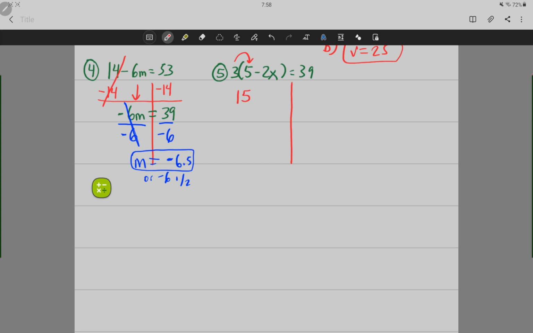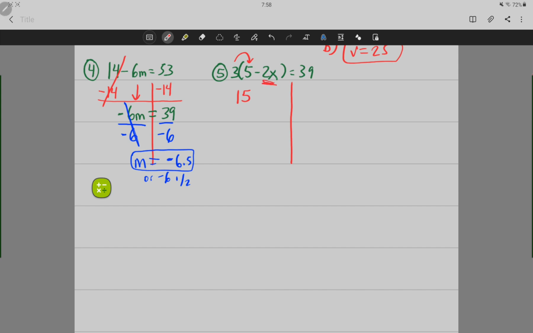So remember, the distributive property means we are multiplying, or distributing, the terms outside of the parentheses, and we're multiplying them by the terms inside of the parentheses. So you see I drew the arrow. 3 times 5 is 15. And we have to do it one more time since there's another term on the inside.